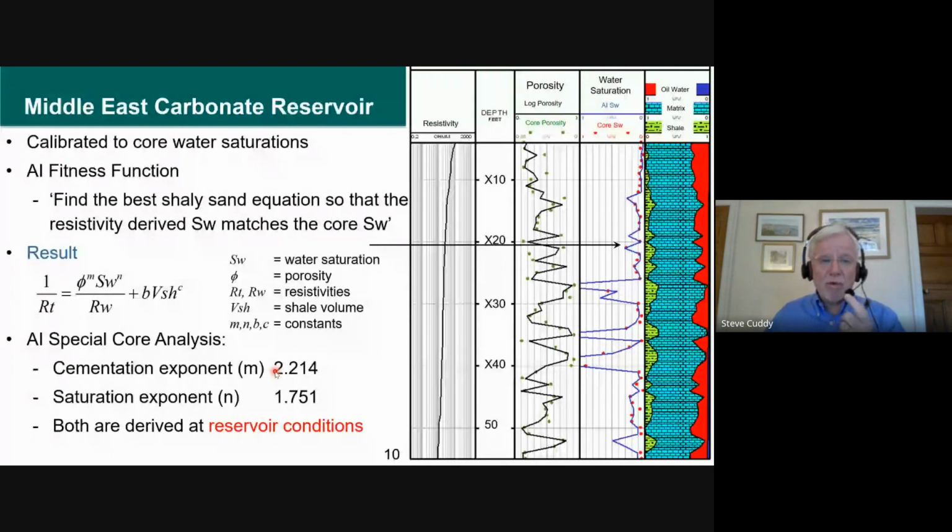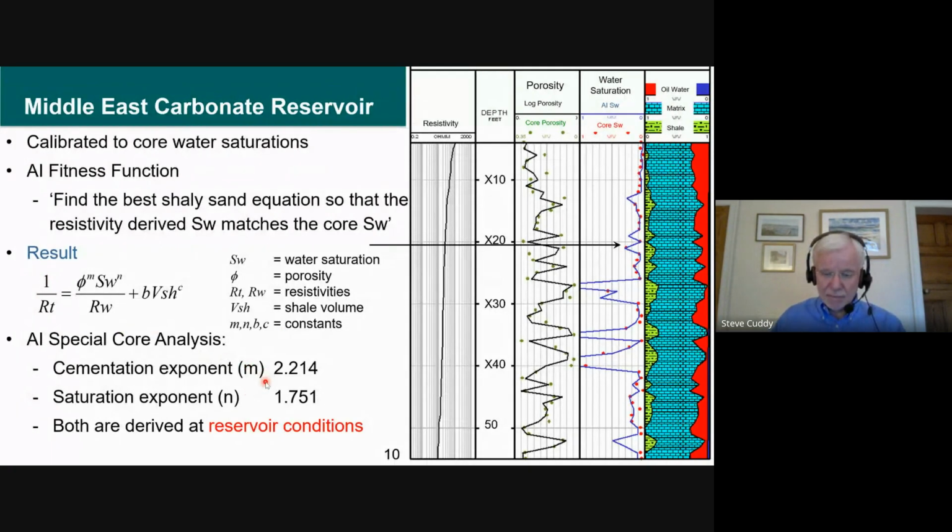But one important advantage of using this technique was that both M and N were derived at reservoir conditions because they were derived from the downhole tools. So they were there at that temperature and pressure, where it is very difficult to get these parameters in the laboratory, especially N. So this is very successful, where we got an equation for the client and we derived M and N.